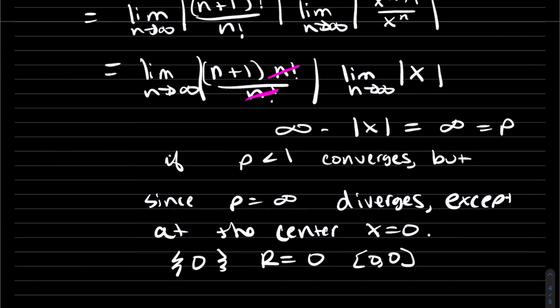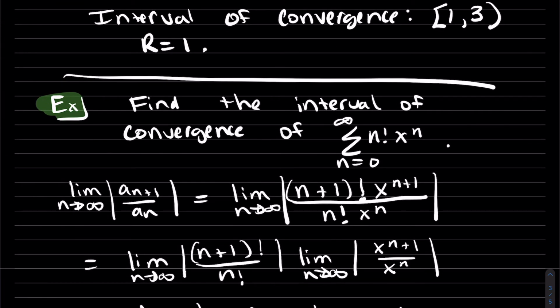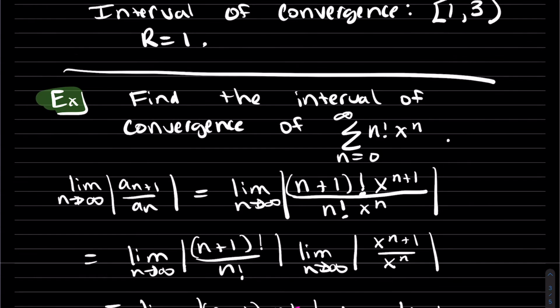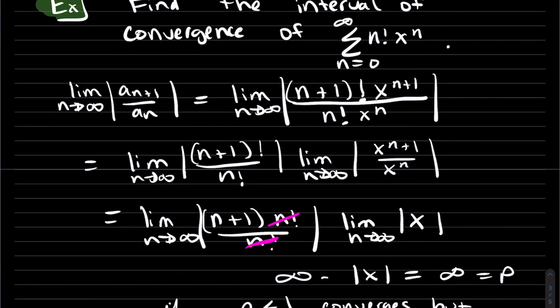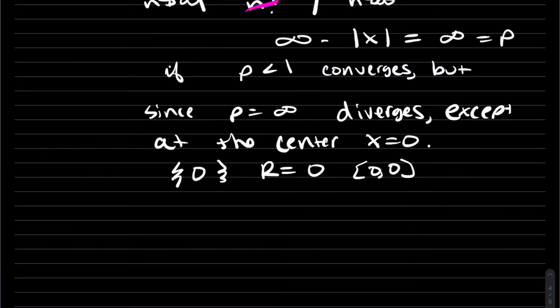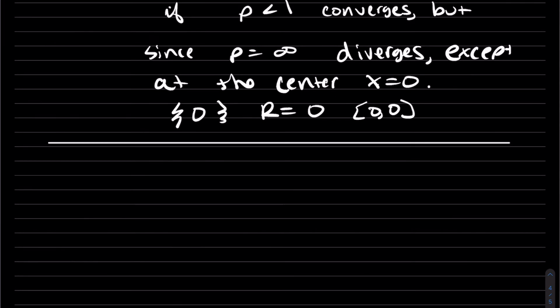Again, just so you can see what I'm saying, if I plug in x equals 0 here, it's 0 plus 0 plus 0 plus 0, you get 0 for every single term. So of course it's going to converge at 0 at the center. That's the center. Let's do another one.